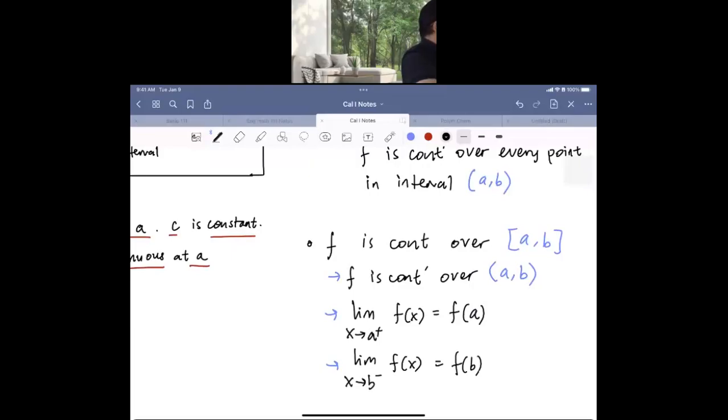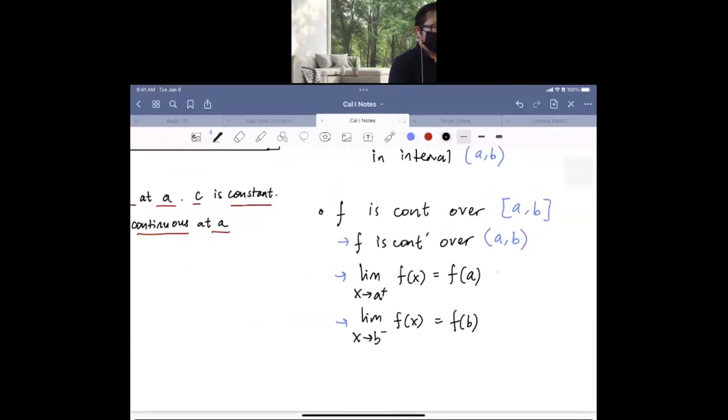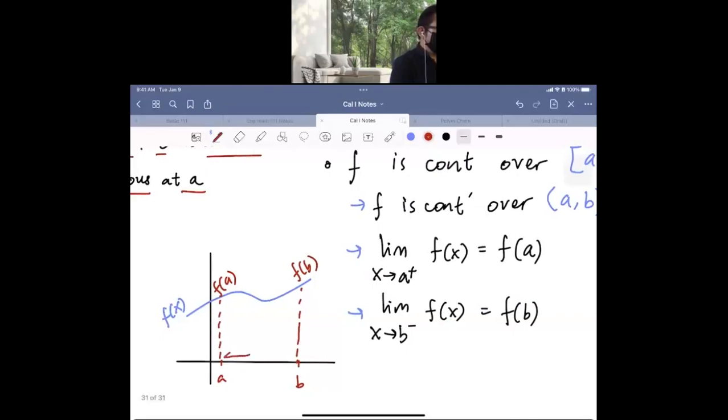So if f is continuous over the open interval ab, that is the general case. But if we need to include a and b, then we need to include the one-sided limits that define f of a and f of b. Or if we want to draw it precisely, let's say this is a and this is b. This is f of a, f of b. This is f of x. So this is saying that this is a from the right, and this is b from the left.